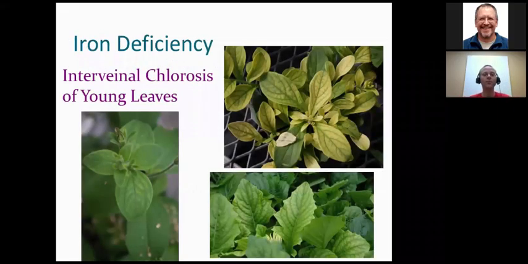Iron deficiency is probably, if there's one deficiency symptom that almost every grower can pick out from across the greenhouse, iron deficiency is probably it. It's probably the one that we deal with most readily in ornamental growing. So this is probably not new to you guys, seeing this interveinal chlorosis on the top of the plant.